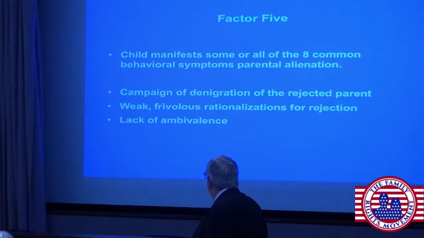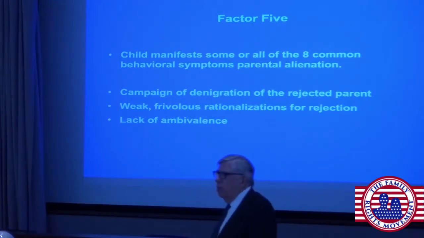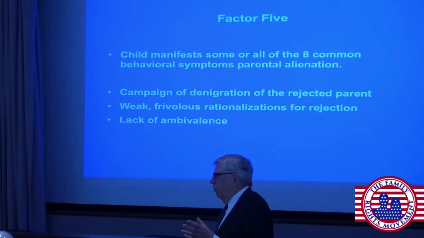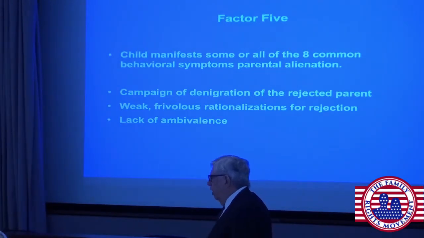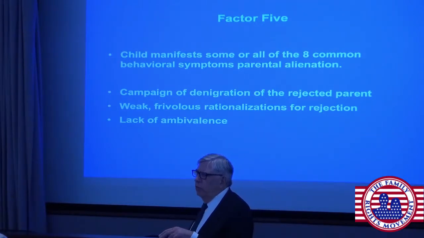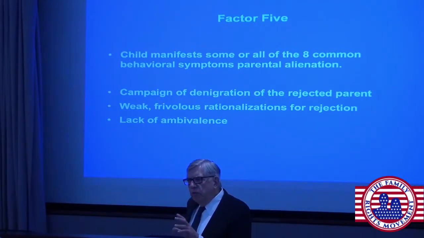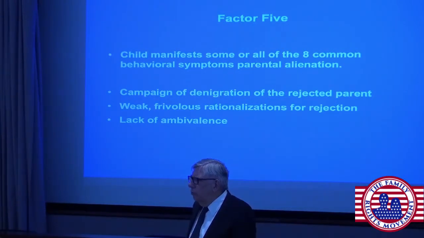First of all, there's the campaign of denigration. That means that the child is constantly complaining about the other parent. Frivolous reasons: they make up really trivial reasons. Dad makes me eat broccoli, so I never want to see him again. Lack of ambivalence is really interesting. It's one I've studied. Lack of ambivalence means that the child says one parent is totally, totally good, and the other parent is totally, totally evil.